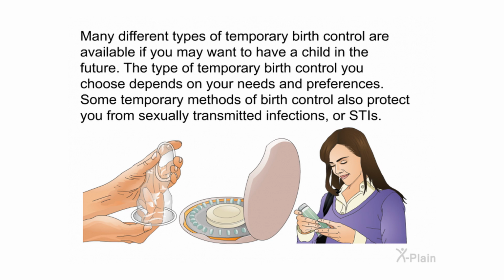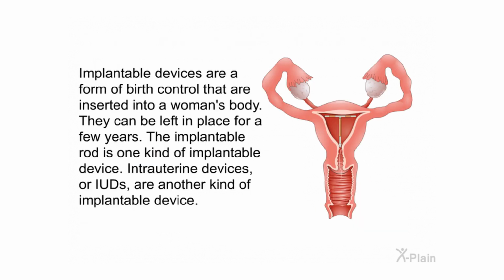Many different types of temporary birth control are available if you may want to have a child in the future. The type of temporary birth control you choose depends on your needs and preferences. Some temporary methods of birth control also protect you from sexually transmitted infections or STIs. Implantable devices are a form of birth control that are inserted into a woman's body. They can be left in place for a few years. The implantable rod is one kind of implantable device. Intrauterine devices, or IUDs, are another kind of implantable device.